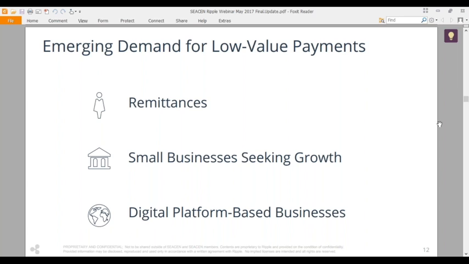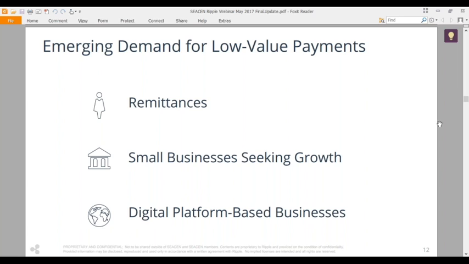So Uber paying its drivers in India and Philippines and drivers all around the world. That payment demand, these are very small payments. They're not large invoice payments for millions of dollars. They're small individual payments to individuals. That's a different payment demand than what we see from corporates.